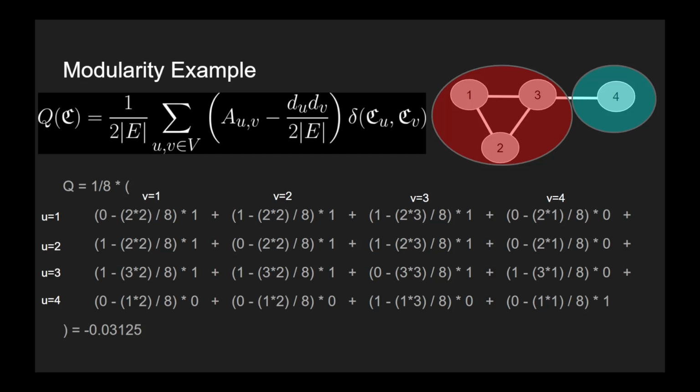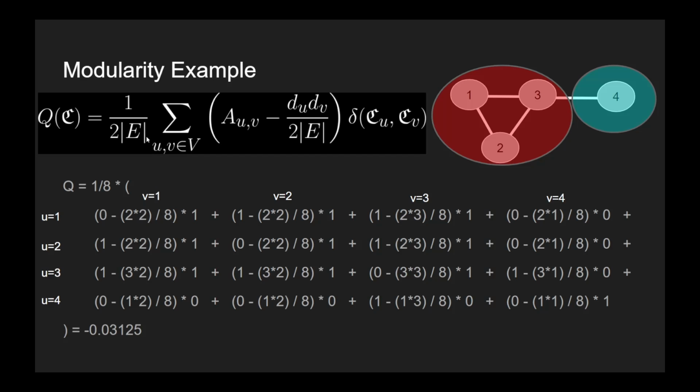Now let's look at an example of this equation applied for every pair of vertices, so we can get an actual modularity value. And we're going to use this example graph here at the top right. So in this example, we have 4 nodes, 4 edges, and 2 communities. Nodes 1, 2, 3 are in one community, and node 4 is in its own community. And here is the complete step of the modularity calculation for this network and that community partition.